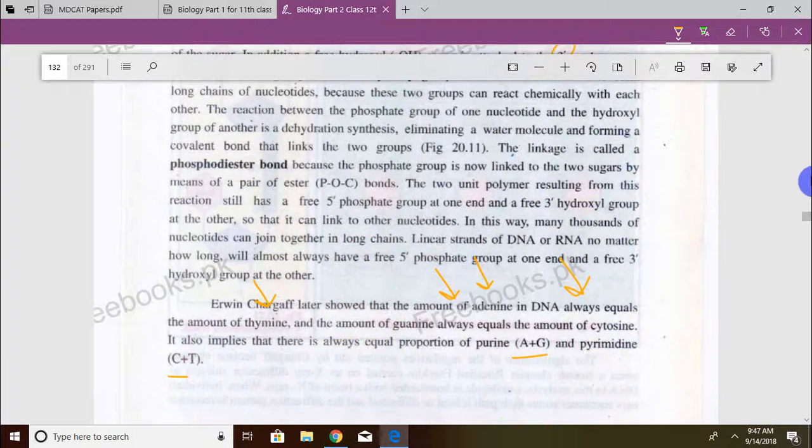And the 2-unit polymer resulting from this reaction still has a free 5' phosphate group at one end and a free 3' hydroxyl at the other end. In this way, many thousands of nucleotides can pair up. Linear strands, no matter how long, will almost always have a 5' group at one end and a 3' free group at the other.